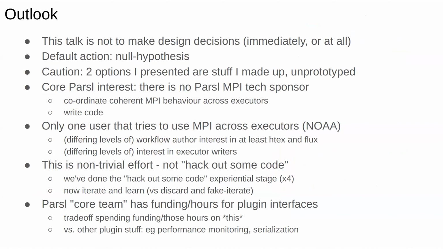From our manpower side, we don't have a Parsl MPI tech sponsor who's there to coordinate cross-executor behavior. I think we've only had one user that's tried to use 2 different executor implementations. It's Chris Harrop at NOAA. But people seem interested in this, right? And an important thing is this is not a trivial effort. We've done the hackouts and code stage. We've got all that experience. We've done it 4 times, or people have done it 4 times.